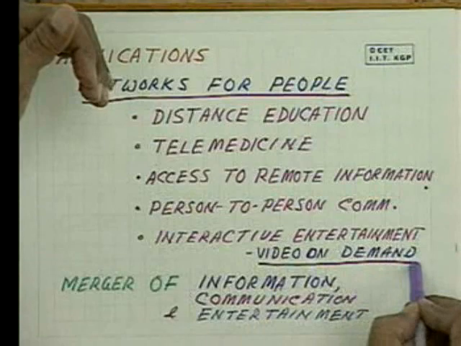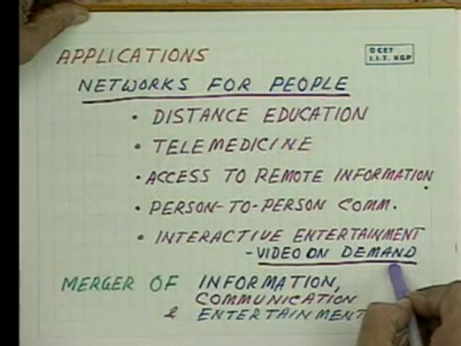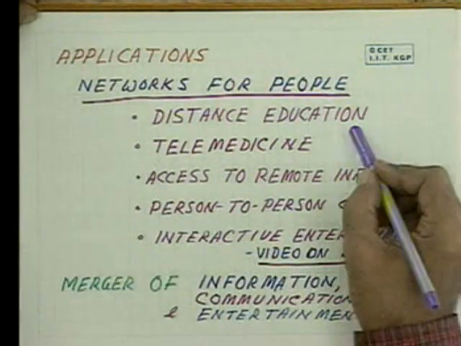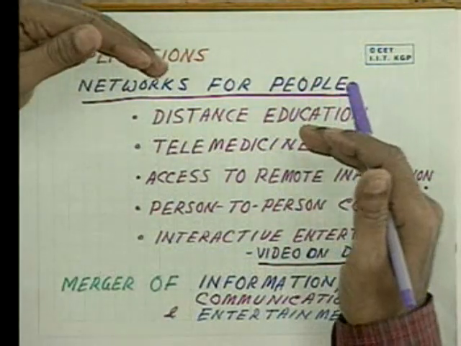Then video on demand. If you want to watch a particular movie, or maybe you want to change the movie in your own way, that will be possible in the near future. So video on demand will become popular, and these are the various applications which are emerging, and obviously the application domain is limited only by imagination. With time, more exciting and exotic applications will emerge, and computer networks will make it possible.